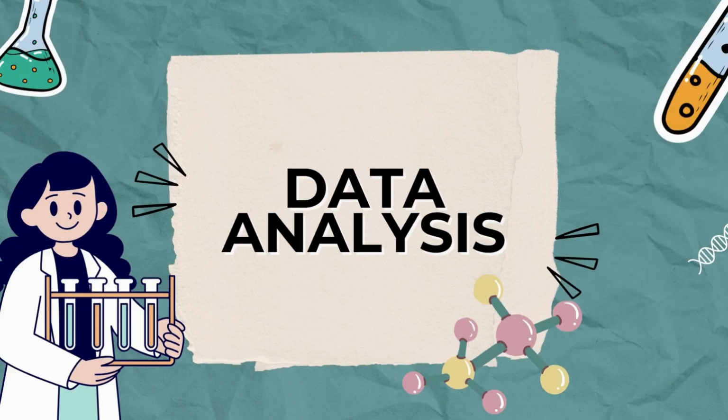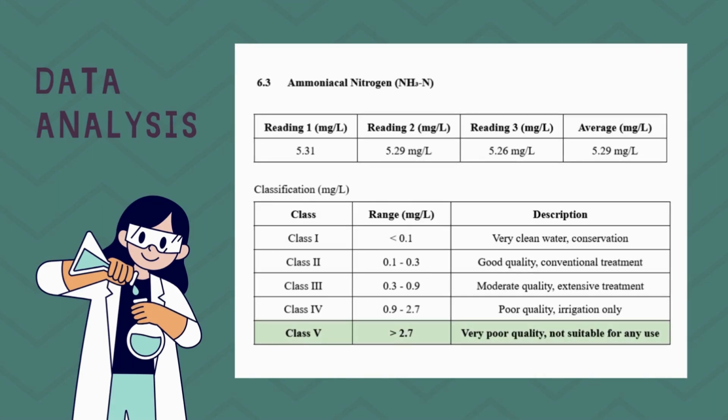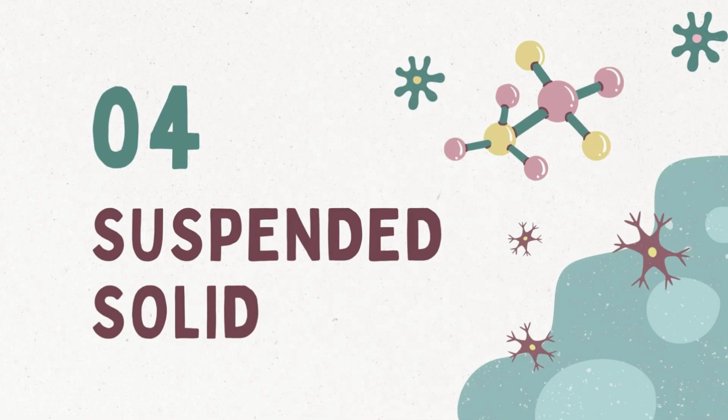For data analysis, the ammoniacal nitrogen concentration reading averaged at 5.29 mg per liter. Based on the NWQS, this falls under class 5, which means very poor quality and not suitable for any use. High ammonia levels like this may indicate contamination from urine, sewage discharge, or fertilizer runoff, which is common in urban lakes. Experiment 4. Total suspended solid.